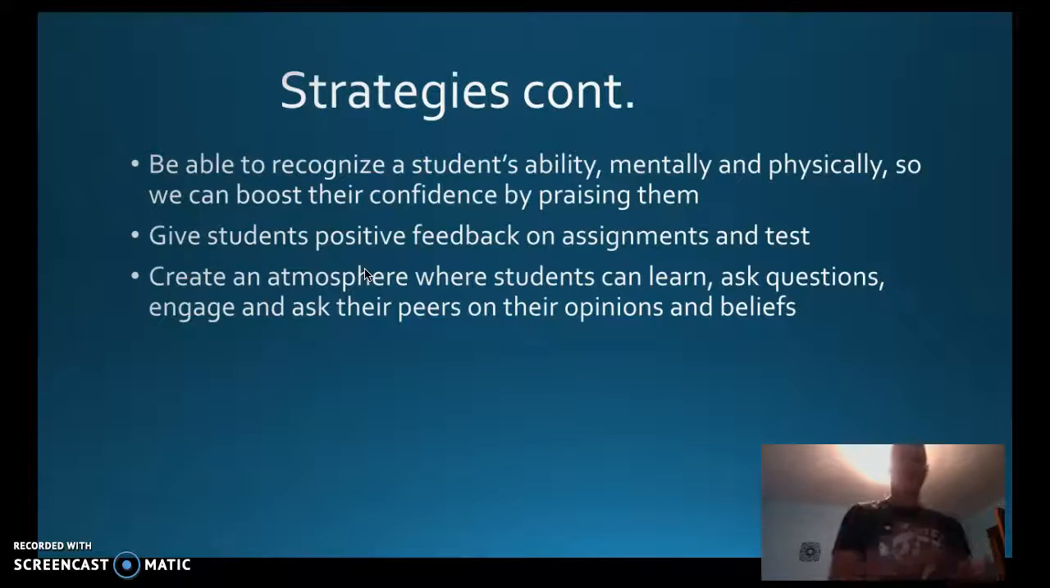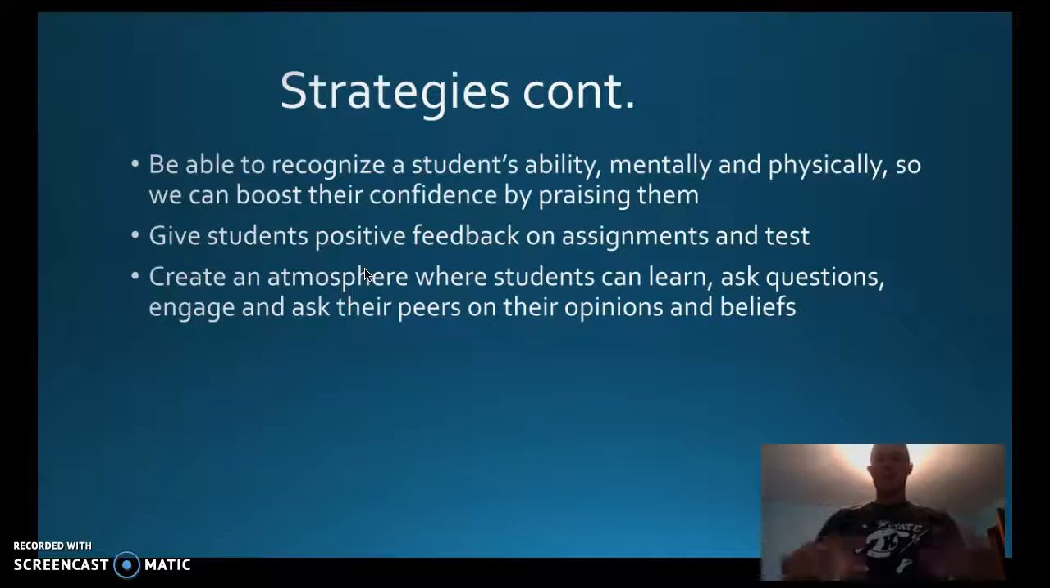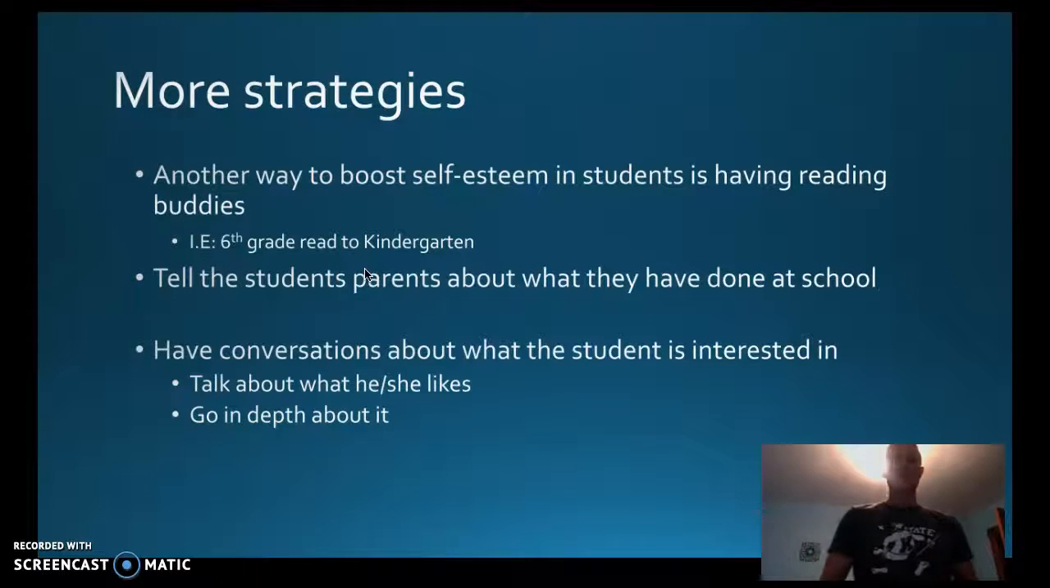And then someone else will follow along, and then it will follow. And then it's just a contagious way of getting everybody on board with what you're doing, what you're teaching, and having a positive atmosphere, environment in your classroom. And I think that's what all teachers should strive to have in their classroom, is a positive atmosphere. So here's some more strategies.